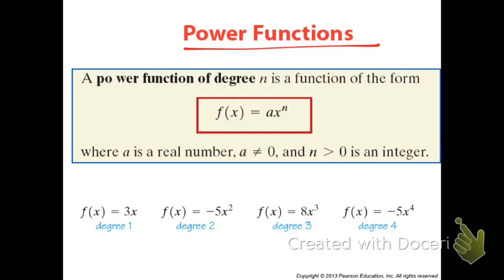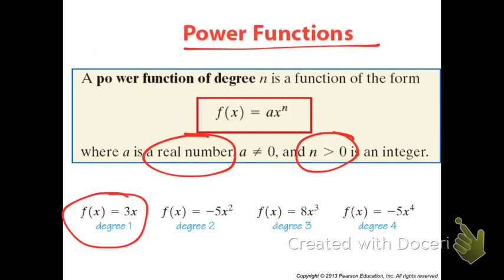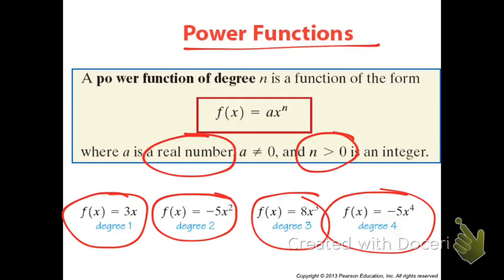Okay. Now, just so you know, the power functions have a specific form, and the form of a power function would be some constant multiplied by x to some power, and in this case these powers must be greater than 0. So positive whole numbers for the exponents, and some a that's not equal to 0. A has to be a real number, and again the exponents have to be whole numbers, but in this case for a power function you have to have n being greater than 0. Okay, so you can see some examples down here of some power functions: 3x, negative 5x squared, 8x cubed, and negative 5x to the 4th.